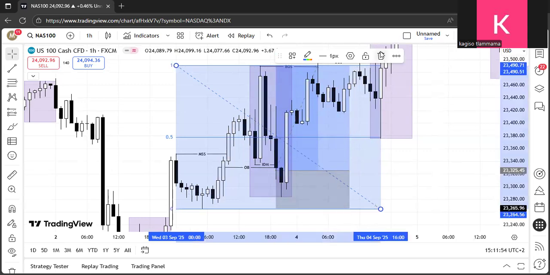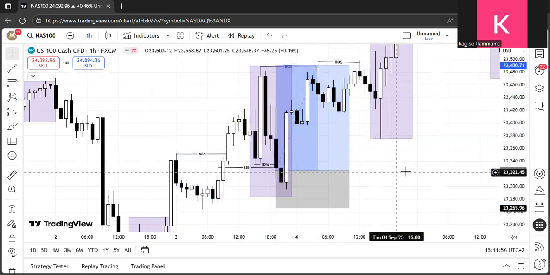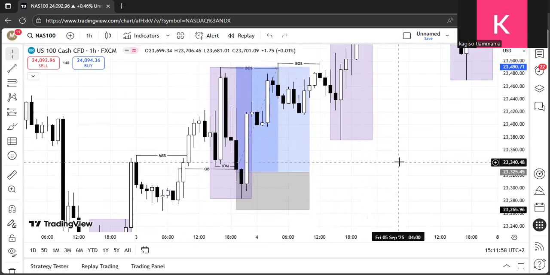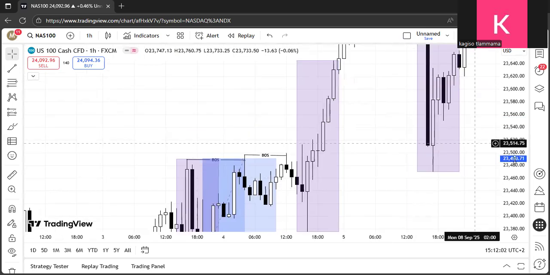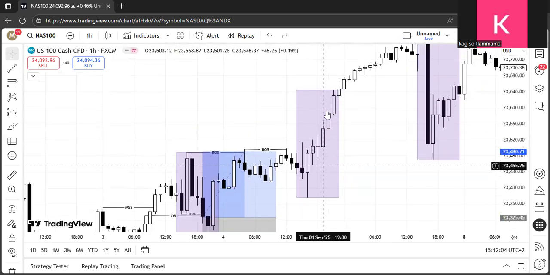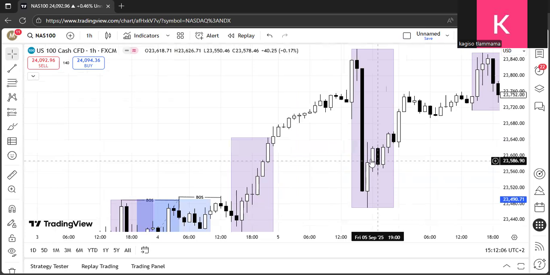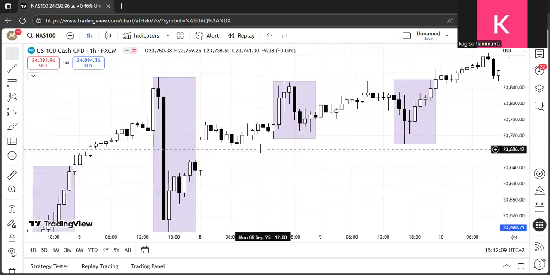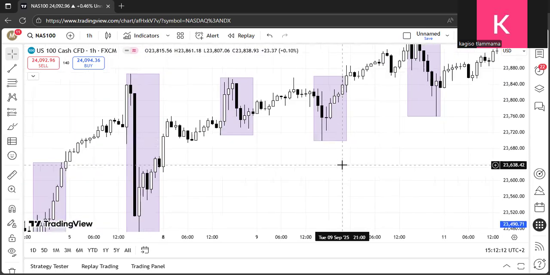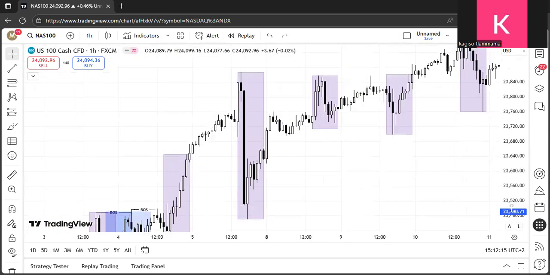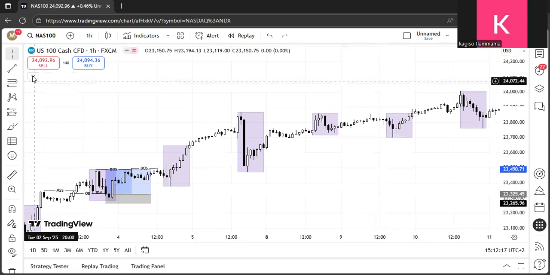Okay, let's remove our fib so that we can see. So every time you get an entry on Nasdaq, it must always be the New York session. Every time. So I was just showing you an example of what I was saying.